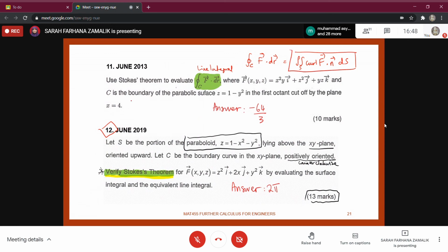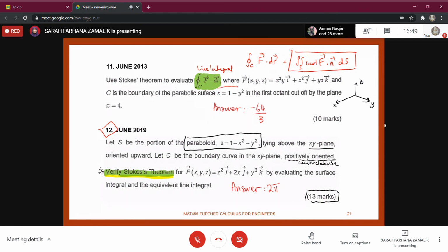So read the question. C is the boundary of the parabolic surface Z equals 1 minus y square in the first octant cut off by the plane X equals 4. For this one, if you just imagine, you really won't know its shape. So let's try to sketch. I'm nice today, so I'll sketch it for you. So what is this parabolic surface actually? Okay, don't panic. Just look at Z equals 1 minus y square.